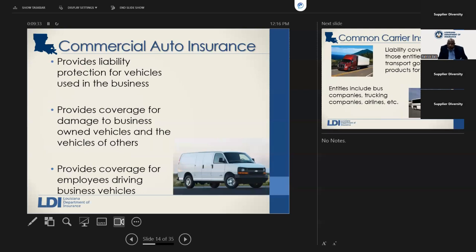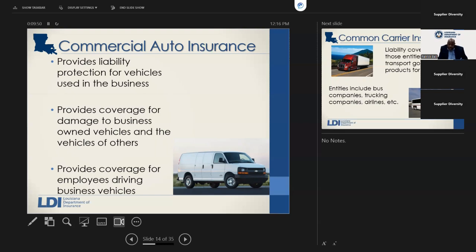Okay, commercial auto insurance provides liability protection for vehicles used in the business, provides coverage for damage to business-owned vehicles and the vehicles of others, and it provides coverage for employees driving business vehicles. Let me emphasize a couple of points here.